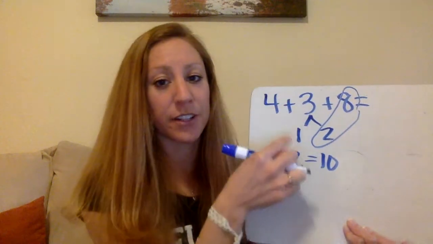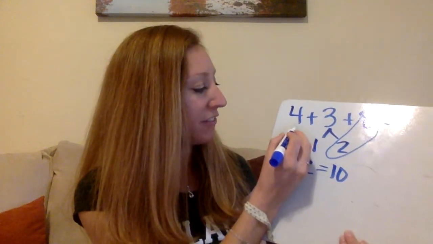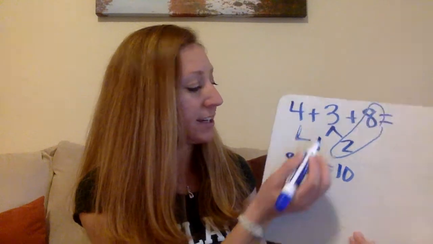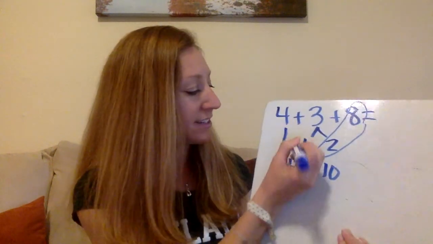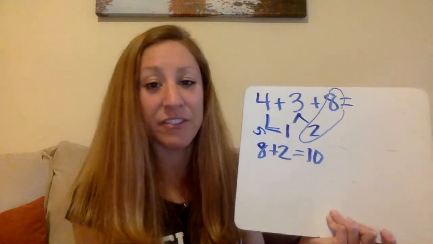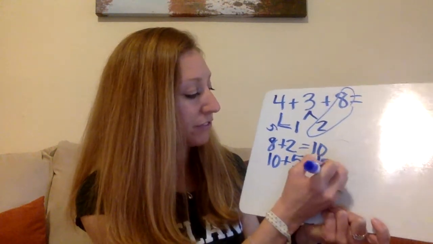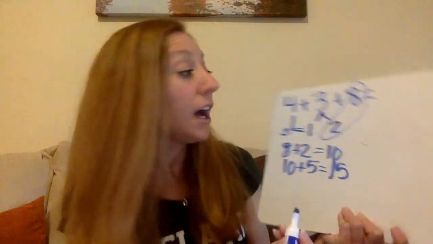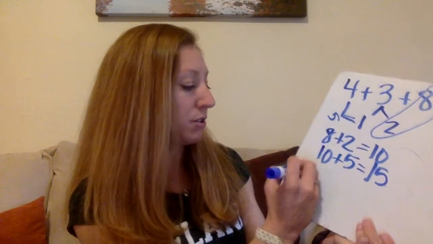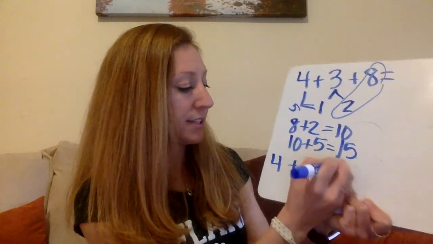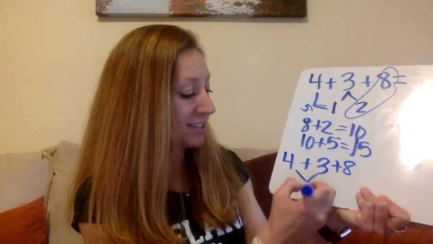Okay, now I have these other numbers left. 4 and 1 make 5. So I can even kind of do a wonky sideways bond here, bind them together to make my 5. So 10 plus 5 equals 15. Right? Or maybe you want to do 4 plus 3 plus 8. Okay, I know 4 and 3 make 7.